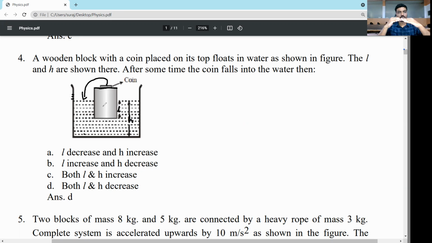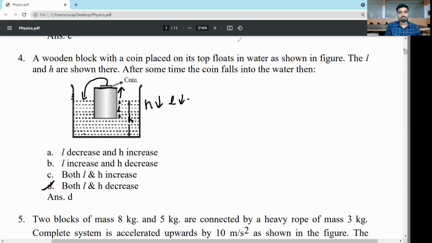Then what will happen? The wooden block will shift up. Obviously, if something is floating and I decrease the mass, it will shift up. If I add mass, it will shift down. If the wooden block shifts up, the water level will decrease. That means H will decrease. And if the wooden block shifts up, L will also decrease. So both H and L will decrease. Option 4 is correct.